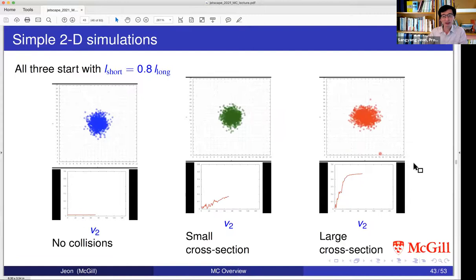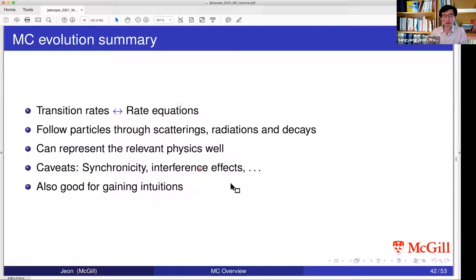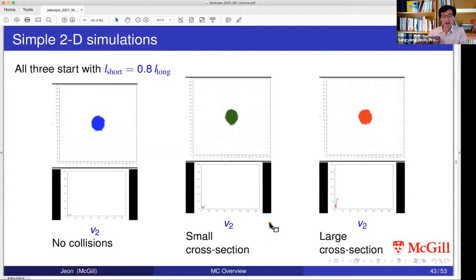Something that's also a good use for Monte Carlo simulation is gaining intuition. So here is a small simulation that I made for some pedagogical reasons.